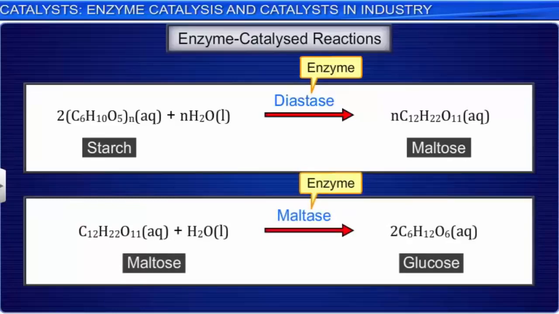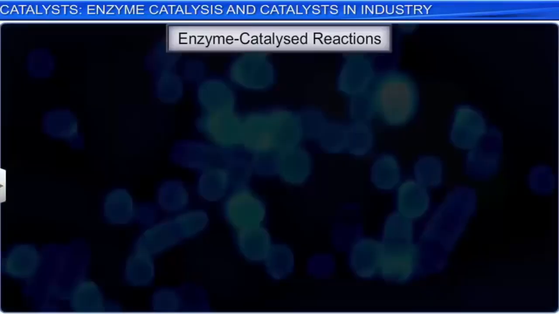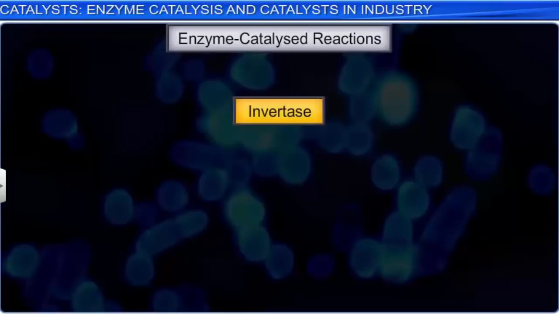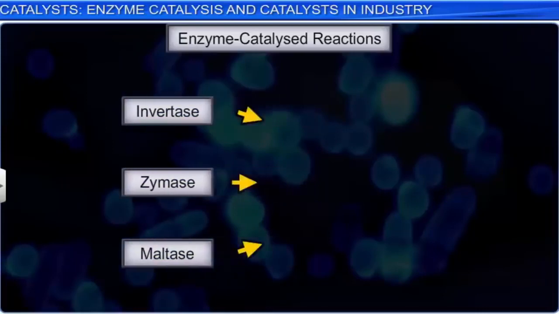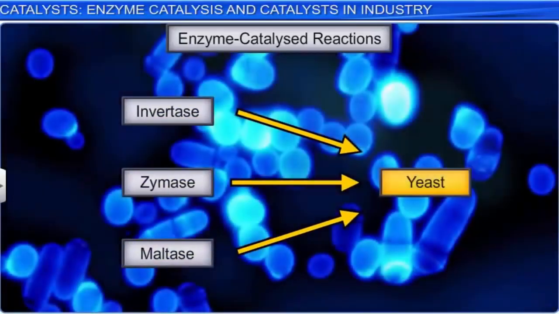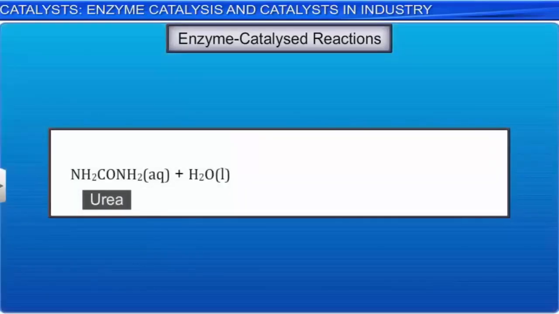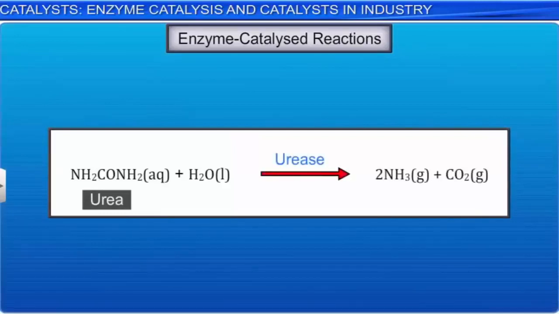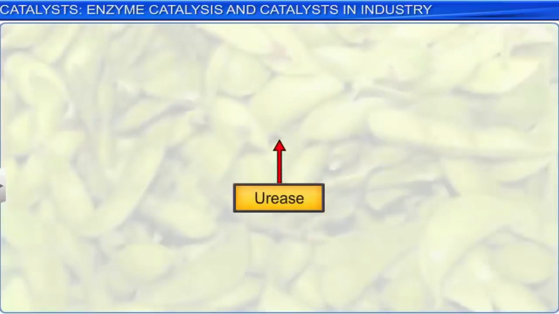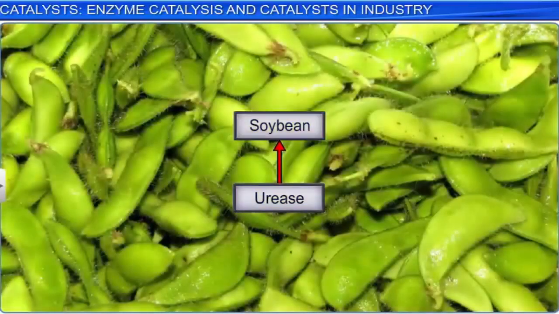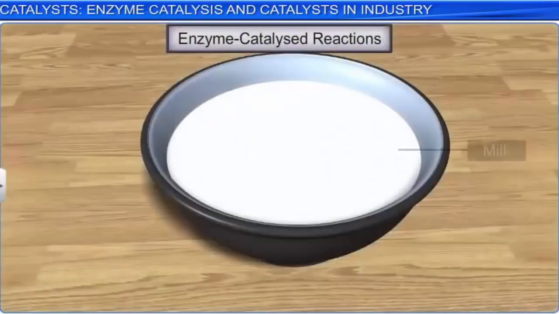All the enzymes, invertase, zymase, and maltase, are obtained from yeast. The decomposition of urea into ammonia and carbon dioxide is catalyzed by the enzyme urease. The source of urease is soybean. Milk is converted into curd by the enzyme lactobacilli, which is present in curd.